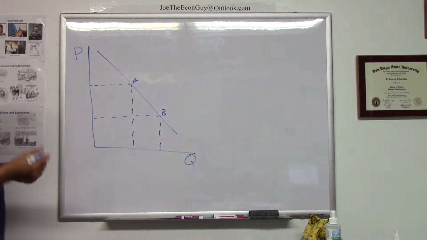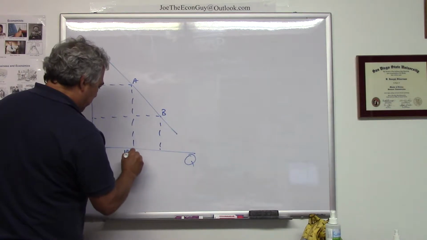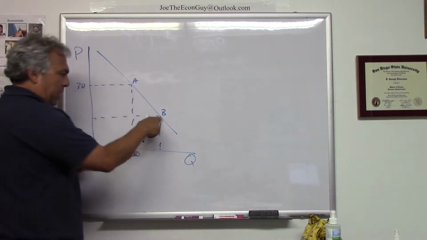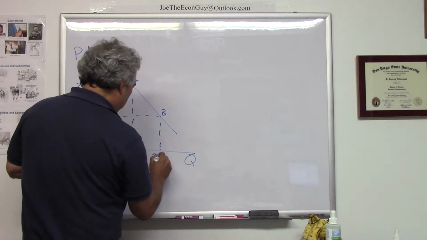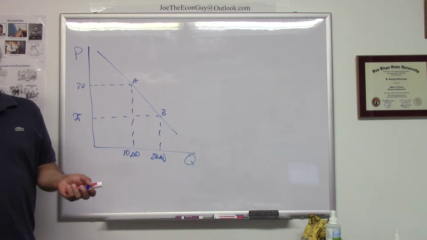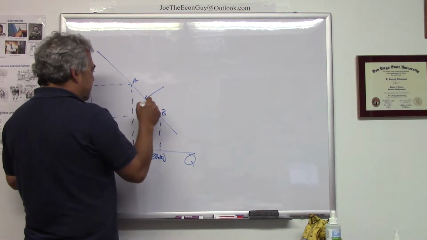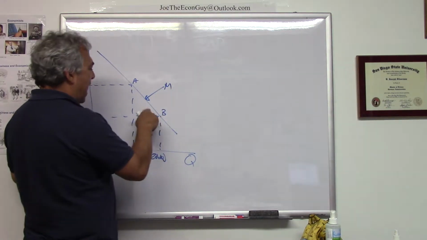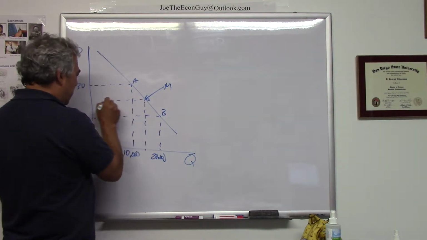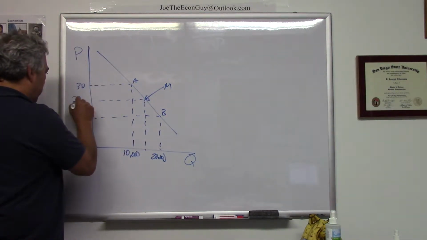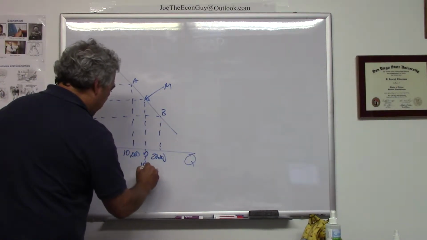What do we have for values? On the price axis we've got 30 for A and 10,000 for quantity, and then at point B we've got a value of 25 for the price and 20,000 for the quantity. So what we're doing when we use the midpoint formula is we're asking, what is the price elasticity of demand at a point we'll call M, which is halfway between A and B? The coordinates halfway between A and B are 27.5 on the price axis and 15,000 on the quantity axis.